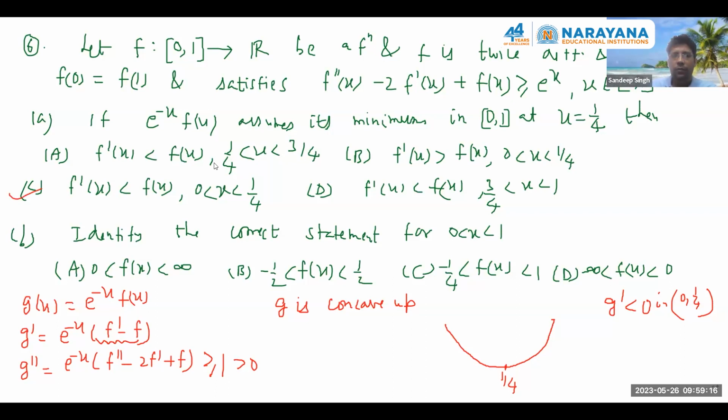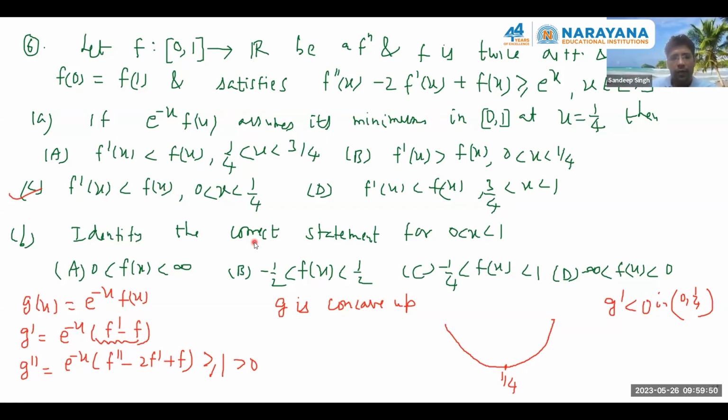See yourself, all other options are incorrect. He's asking F dash is less than F for this? No. In fact, this will be positive because it is increasing. Likewise, obviously this is incorrect if C is correct. And what about D? F dash is, this is also incorrect. Check. Is that clear or not? Yes, sir. After 1 by 4, both the domains he has written, not 0 to 1.